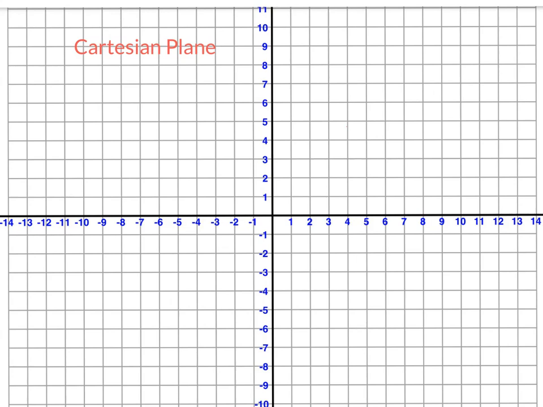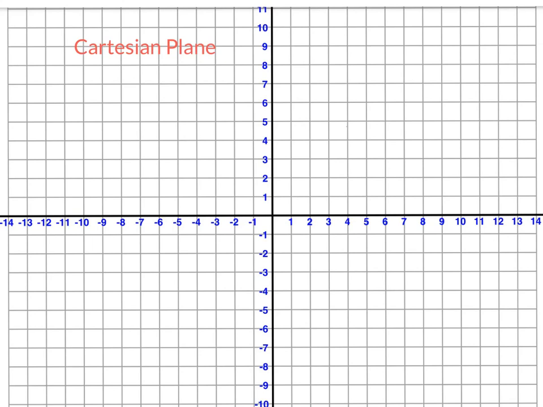Hey, this is Mr. Davis here, and we're talking about the Cartesian plane. So a bit of an introduction here. As you see on the screen, the Cartesian plane is the plane formed when a horizontal and a vertical number line cross.